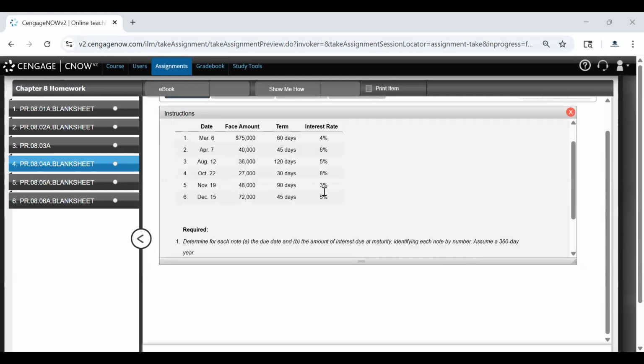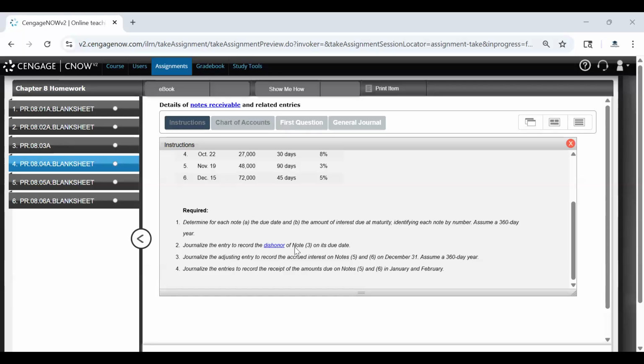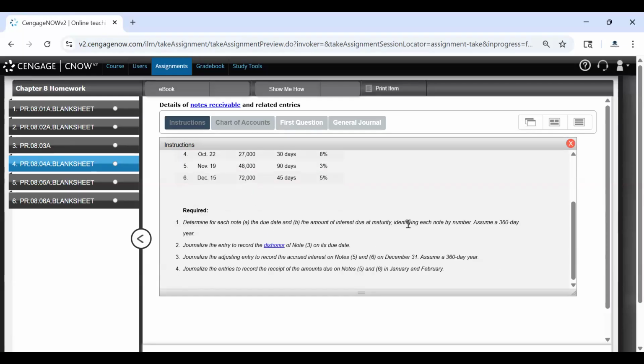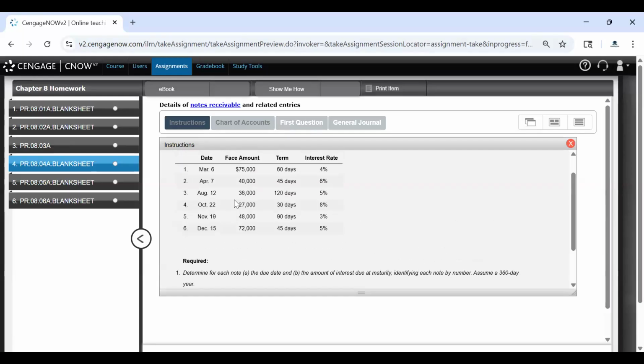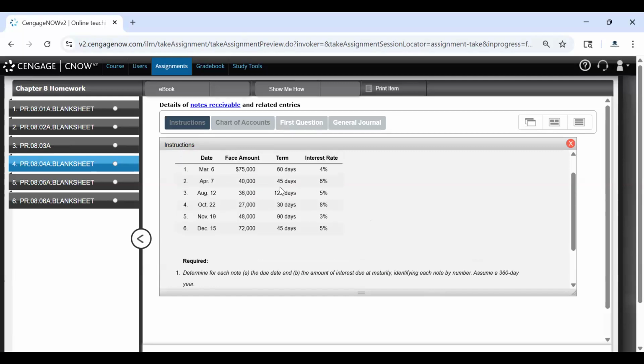Note that we're not recording the creation of each of these notes. We're just recording the entry to dishonor note 3 on the due date. So it looks like for note 3, the due date comes and then they don't pay. And then journalize the adjusting entry to record the accrued interest for 5 and 6 on December 31st. And that's because it looks like these are the only two that are due in the following year. And then journalize the receipt of the amounts due on 5 and 6 in January and February.